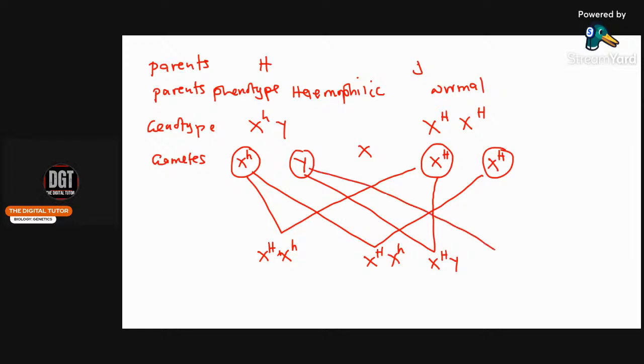Then this and that, it's going to be what? X^H and Y. Okay, what was the question? X^H. So this one is the F1 genotype. And of course, what about the F1 phenotype? So the F1 phenotype, this one will be carrier.